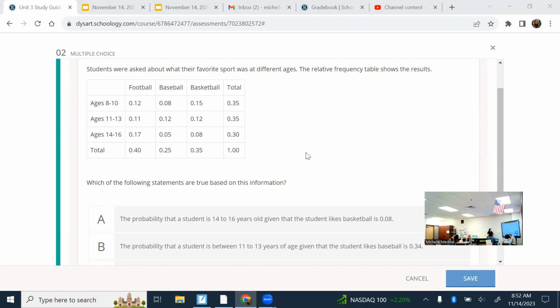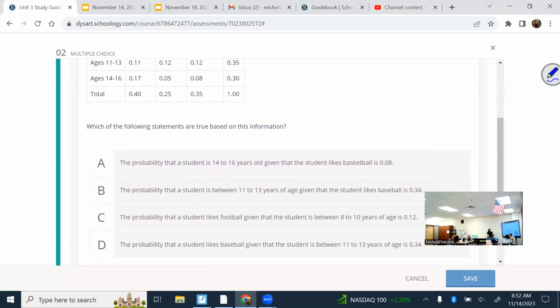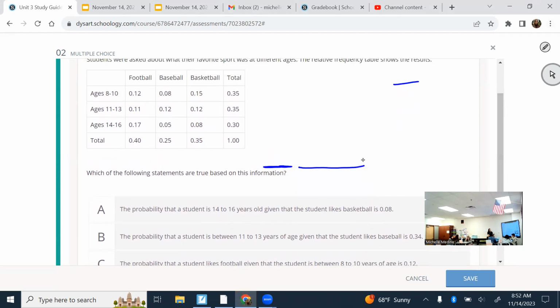First we have the probability that a student is 14 to 16 years old, given that the student likes basketball, is 0.08. So you have to read all of them closely. Let me scroll. But when it says things like given that, or among those, or out of, whatever follows that is going to be your denominator. So when it says given that the student likes basketball, how many students like basketball, or at least what number is the total that like basketball?